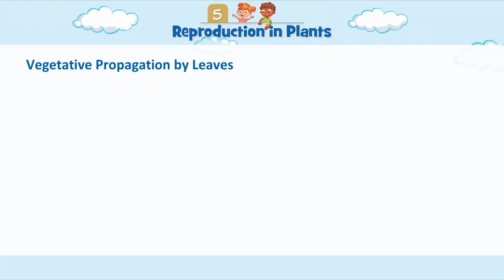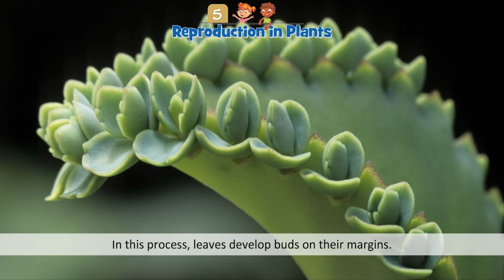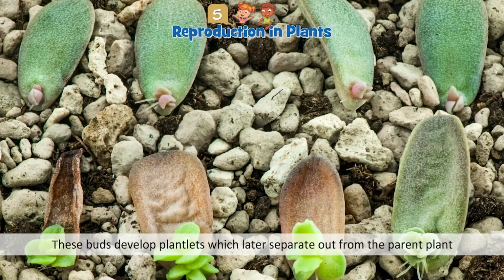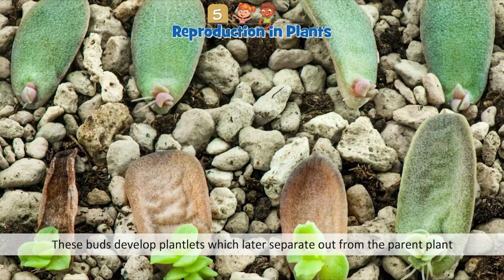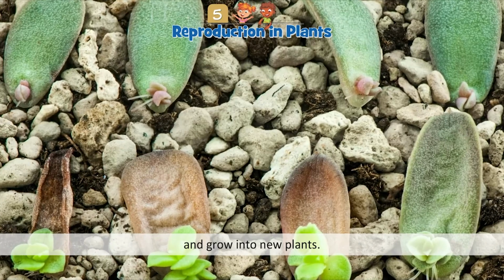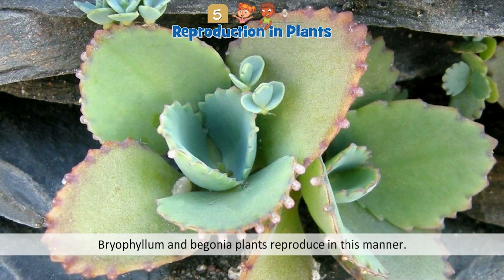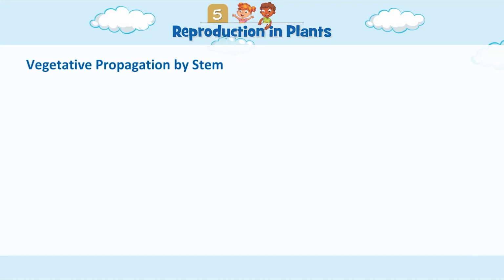Vegetative propagation by leaves. In this process, leaves develop buds on their margins. These buds develop plantlets, which later separate out from the parent plant and grow into new plants. Bryophyllum and begonia plants reproduce in this manner.